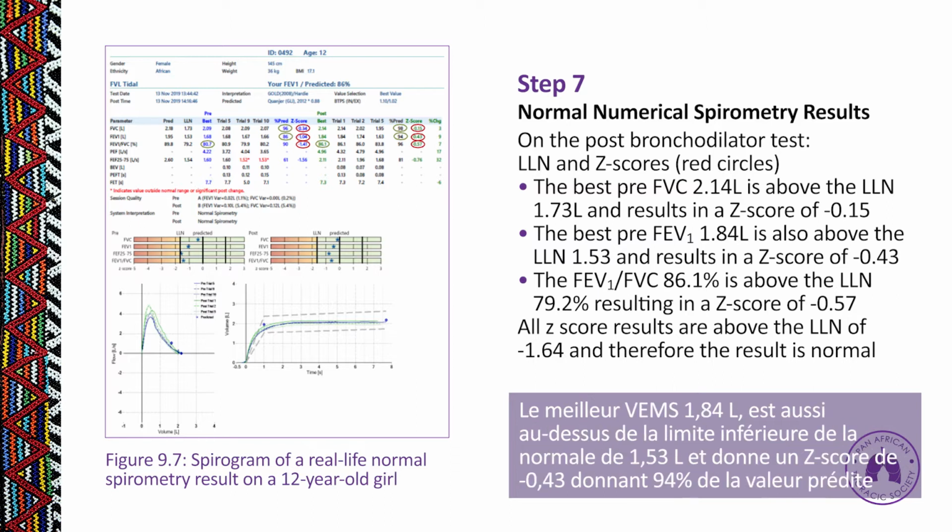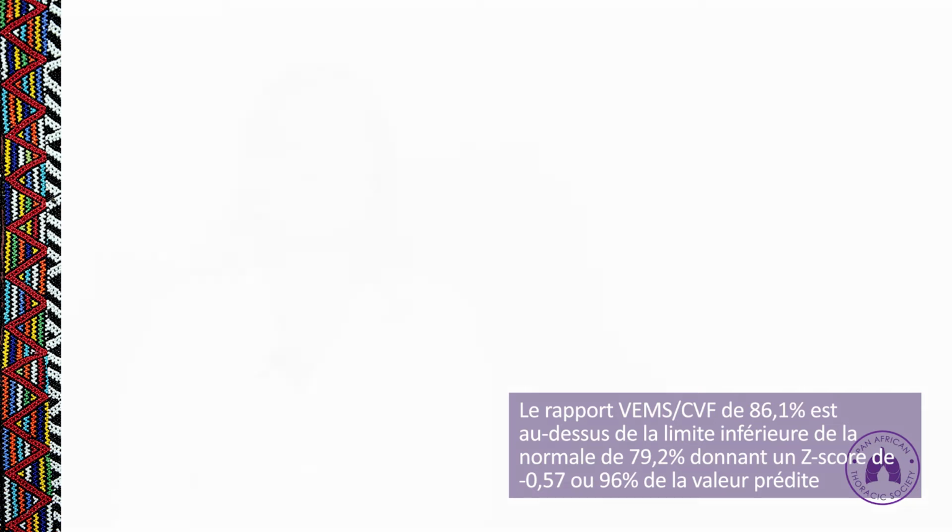The best pre-FEV1, 1.84 liters, is also above the lower level of normal of 1.53 liters, resulting in a Z-score of minus 0.43 or a percentage of predicted of 94% of predicted. The FEV1 to FVC ratio is 86.1%, which is above the lower level of normal of 79.2%, resulting in a Z-score of minus 0.57 or 96% of predicted.